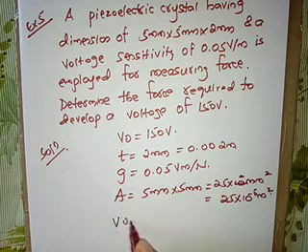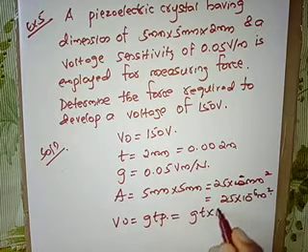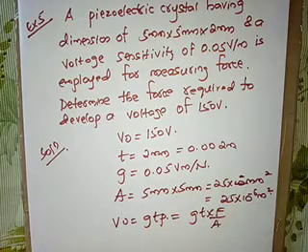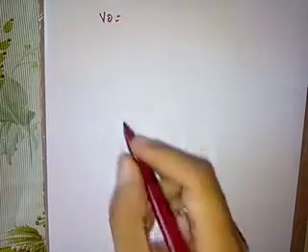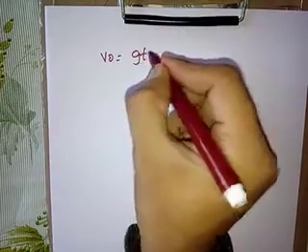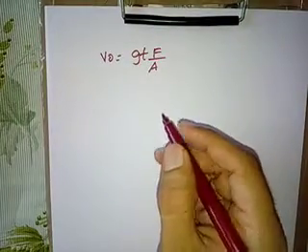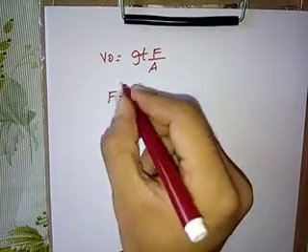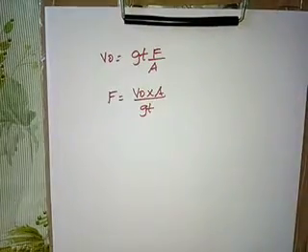So we know the formula V naught is equal to G into T into P, that is G into T into F by A, because pressure is force upon unit area, is it not? So what will be the modified formula here? V naught is equal to G into T into F upon A, right? Or F is equal to V naught into A divided by G into T.